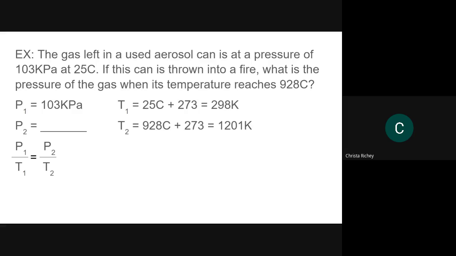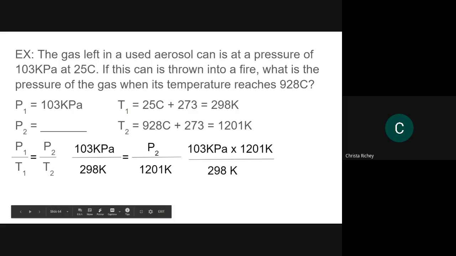Temperature 1 is 298 and temperature 2 is 1,201. So all I did was plug everything in. You would multiply the ones that are diagonal and divide by the one that's left out. That's how you do a proportion.